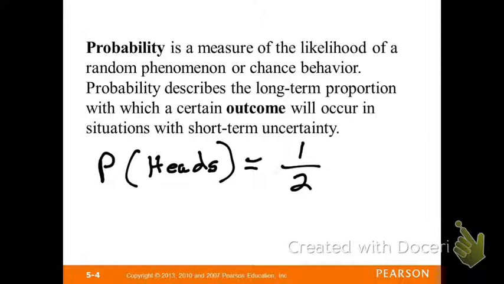It describes the long-term proportion. And what this means is, it is quite possible that you could flip a coin 6 times and get heads 6 times in a row. But it would be almost completely unlikely that you would flip a coin 60 times and not get something particularly close to 1/2. And certainly if we flip the coin 6,000 times, the more times we do it, the closer the actual probability is going to be to the theoretical probability. So that's what long-term proportion with short-term uncertainty means. So the probability of that event, or likelihood of that event, is 1/2.